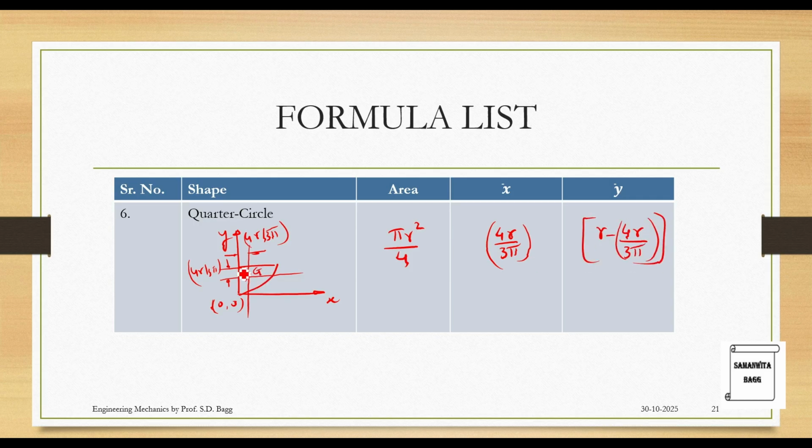Because we know that this total height is r. We know this gap is 4r by 3 pi. So how much will be this gap? It will be r minus 4r by 3 pi. So that's about all the shapes for which you need to know the centroid. Once you know the centroid for this individual shape, you will be able to solve for composite bodies.